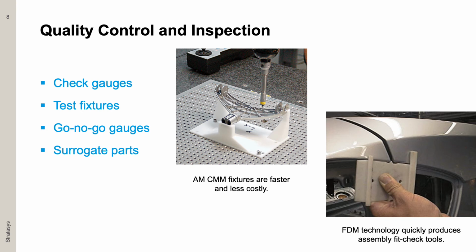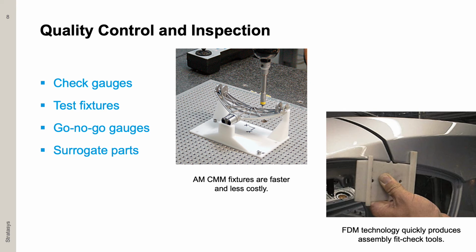Typical opportunities for these tools include CMM fixtures, fitment check tools, go/no-go gauges, and even stand-in surrogate parts to validate assembly or inspection processes before the production parts are available. The ease and low cost of AM tooling makes it easier to incorporate more check fixtures and inspection tools in the production process, potentially reducing errors.